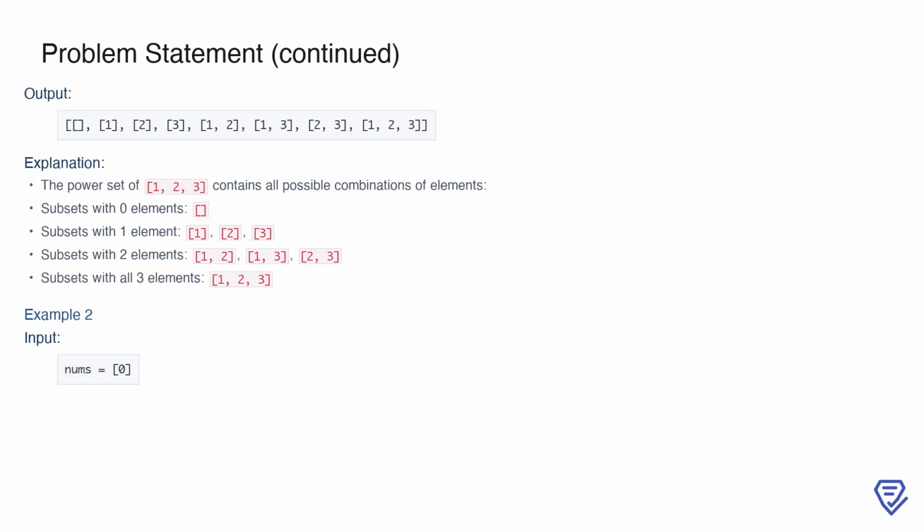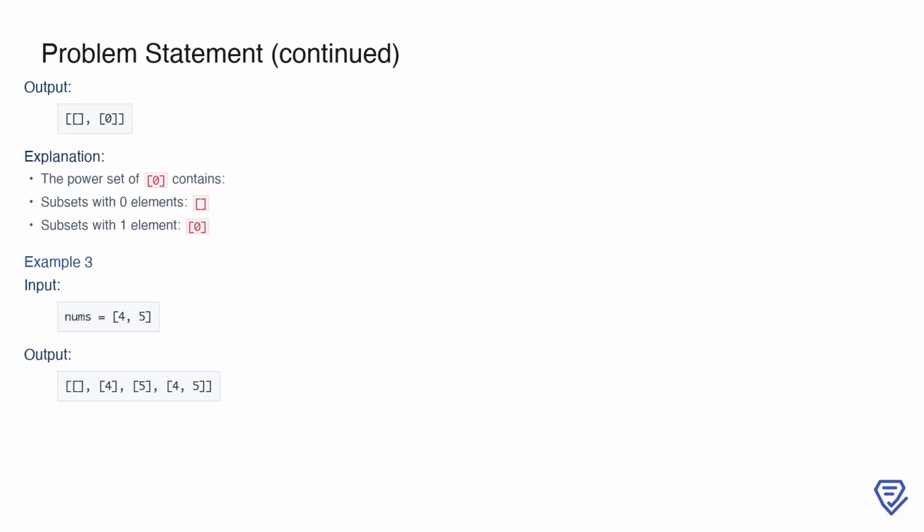Looking at the first example, when the input array is [1, 2, 3], the power set includes all possible combinations of these 3 numbers. This starts with the empty subset, followed by subsets containing one element like [1], [2], and [3]. Then, we have subsets with 2 elements such as [1, 2], [1, 3], and [2, 3]. Finally, there's the subset containing all 3 elements, which is [1, 2, 3]. Altogether, the output is a comprehensive list of all these subsets. This demonstrates how we systematically generate every possible combination of the input elements.